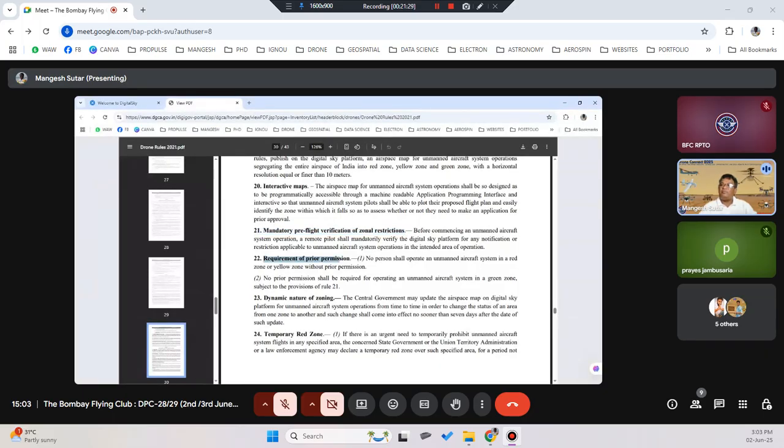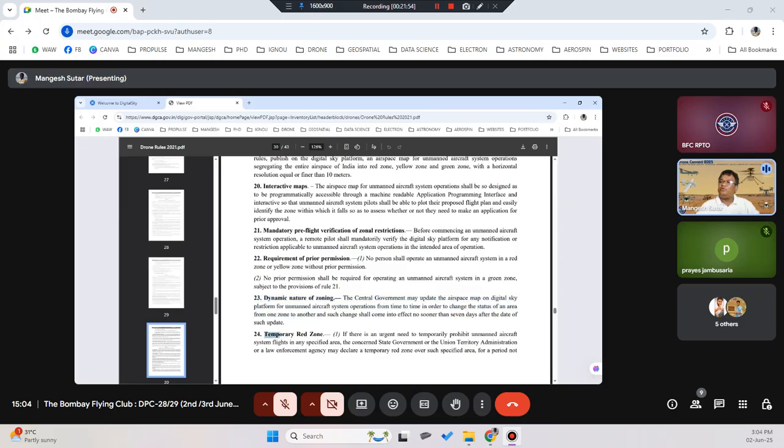Requirement for prior permission: no person shall operate an unmanned aircraft system in a red or yellow zone without prior permission. It is very clearly mentioned. For the green zone, no permission is required, subject to the provisions of rule number 21. So that means you have to verify here. If there are any restrictions at that particular location, you have to get the approvals. Again it talks about the dynamic nature.